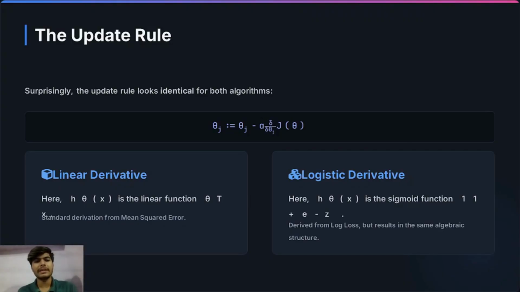For linear regression, here h theta of x is the linear function of theta, derived from the mean squared error. And for logistic regression, h of theta of x is the sigmoid function, 1 over 1 plus e to the minus z, which is derived from log loss but results in the same algebraic structure.